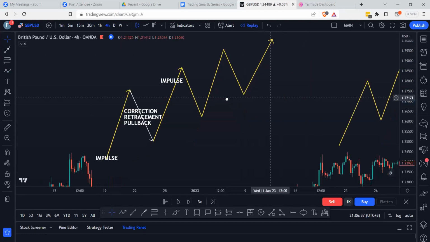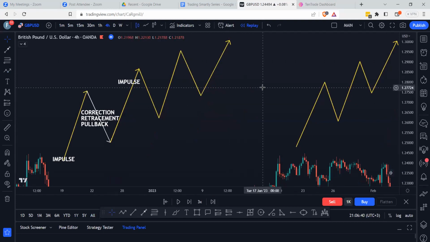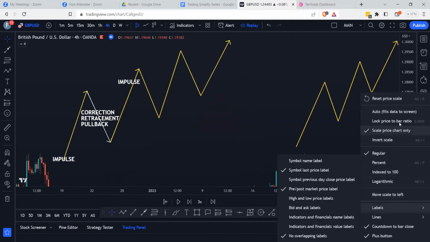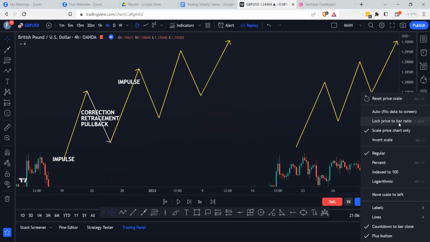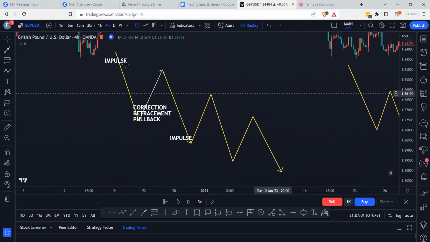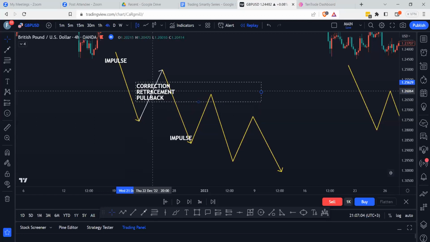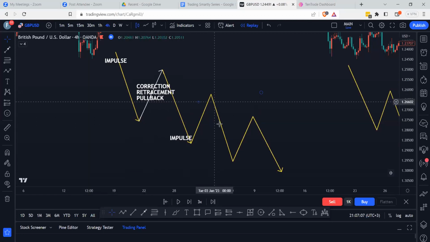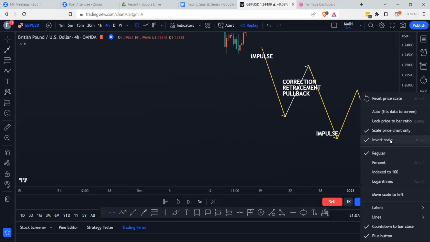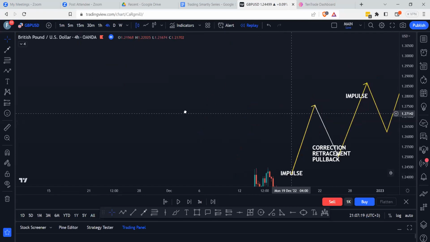All right, it's the same thing for the bearish market. If I flip this over now, let me flip it over. How do I flip it? Invert. Good. You can see. So this is how a downtrend would also look. Impulse, correction, impulse, correction, impulse, correction. All right. So let's go a bit further into the microscope. Let's look at trend properly.